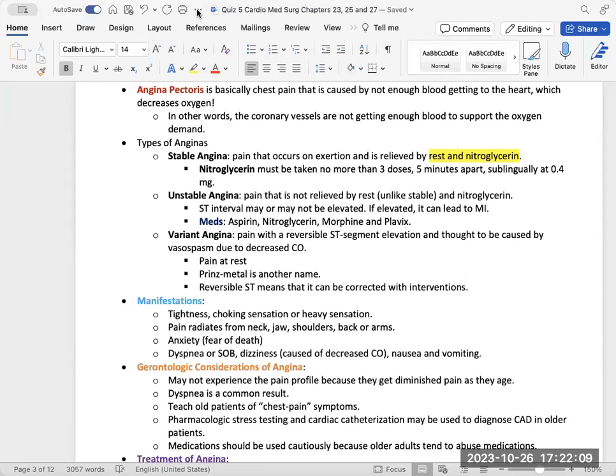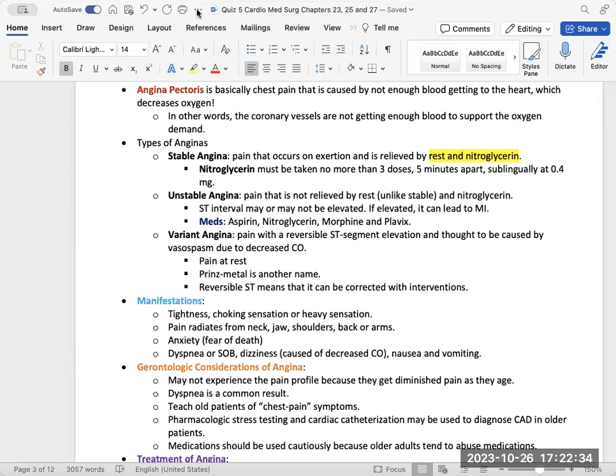It's not relieved by rest, and it's not relieved by nitroglycerin. And something that we may or may not see is ST elevation. ST elevation is when you look at that EKG and there's the PQRST, that S and T interval is going to elevate or expand. It's going to look funny. And if that's it, they could have a heart attack.